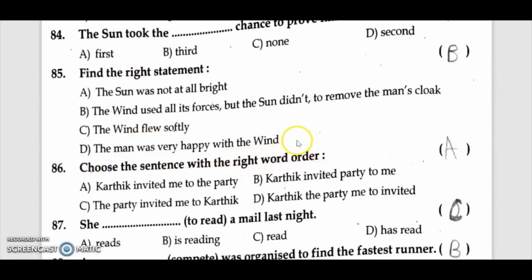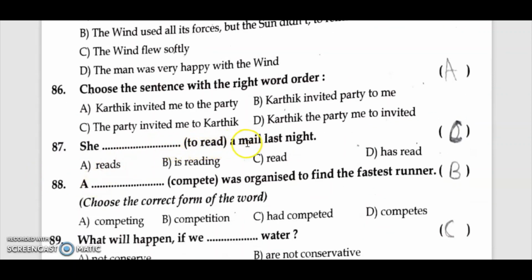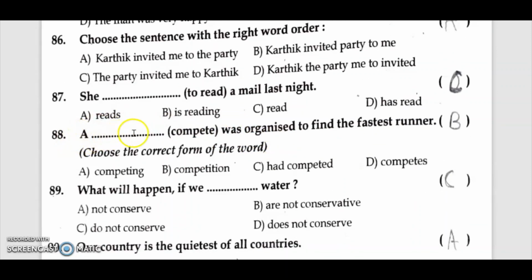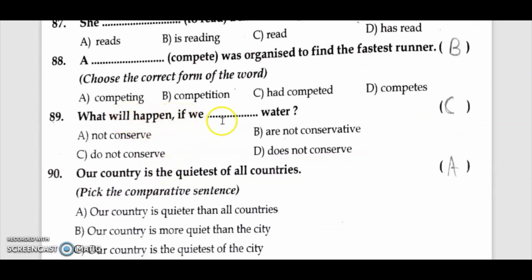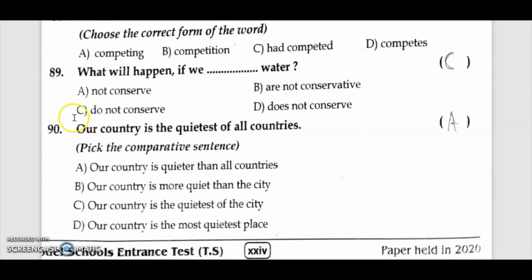Choose the sentence in the right word order. A. Kartik invited me to the party. A is the correct answer. She has read a mail last night. So, C. She read a mail last night is the correct answer. A dash was organized to find the fastest runner. Here it is B. Competition. What will happen if we dash water? It is C. Do not conserve. Our country is the quietest of all countries. Here the comparative sentence is: our country is quieter than all countries.